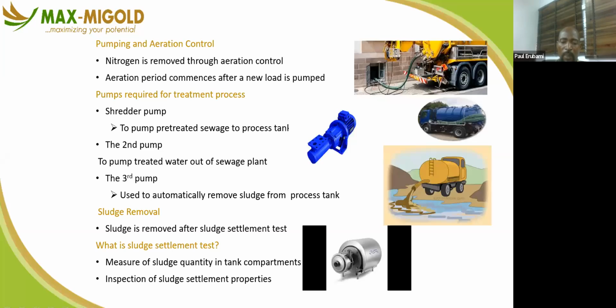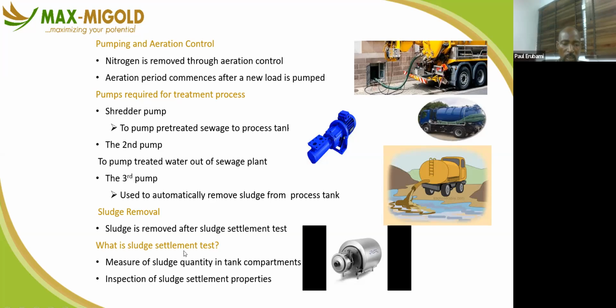Then when you do a sewage treatment plant, you can't rule out pumping machines, but the pumps you're going to use differ from the normal one you use for normal water treatment plants. The kind of pump you use is called a sewage pump. So what do you use pumps for? A spreader pump pumps the treated sewage to the process tank. The second pump pumps the treated water out of the sewage treatment plant to the public drain. Another is used to automatically remove sludge from the process tank.